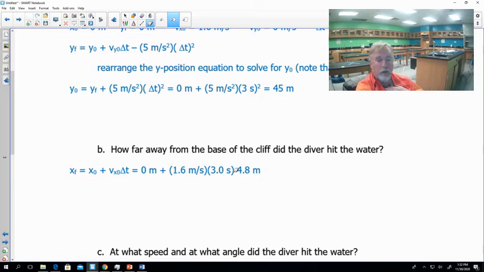And it looks like I left out my equal sign. This should be 1.6 meters per second times 3.0 seconds, which should give us 4.8 meters.